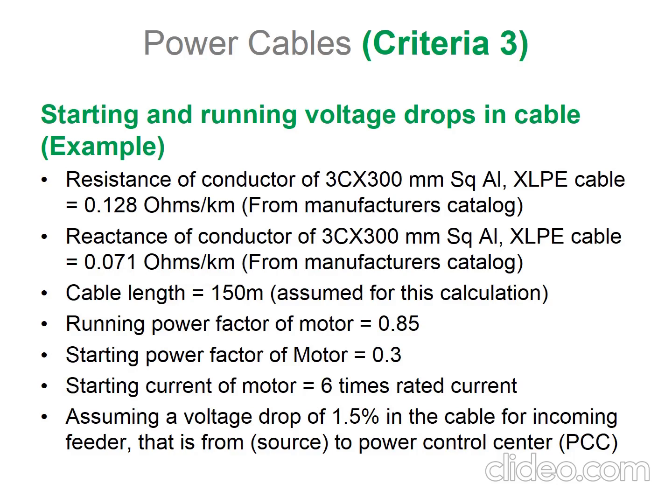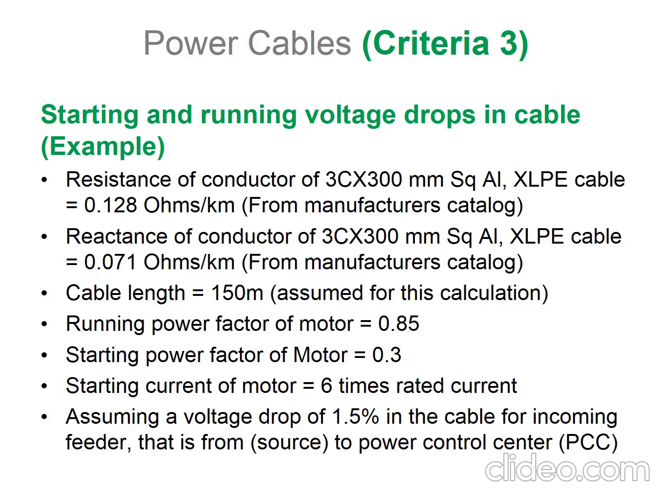Okay, and then we know that the length of the cable is 150 m. This one is assumed for this calculation, 150 meters. The running power factor of the motor is 0.85. This one is the standard power factor. And then the starting motor power factor is 0.3. This one is for starting the motor.